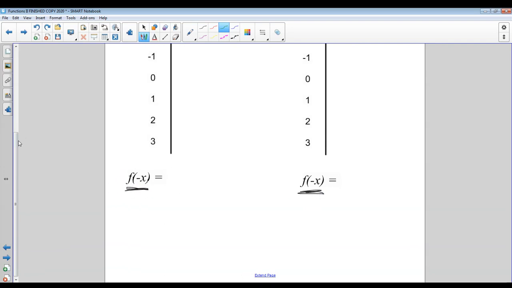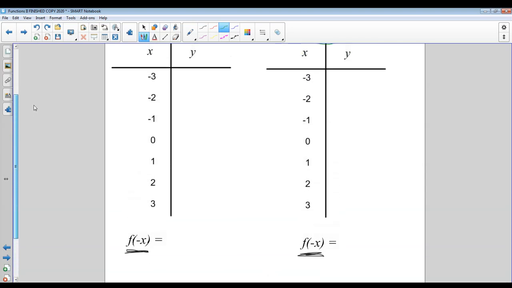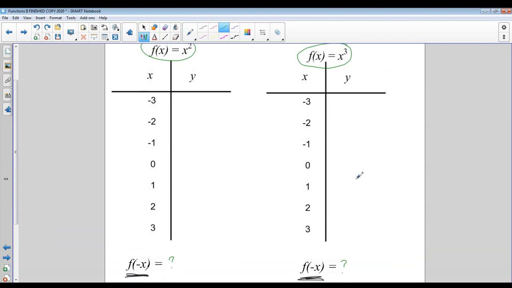What I'm going to ask you to do, in a few minutes while I pause my video, is fill in these two tables of values. And then what can you make out of this? What pattern can you find? What is f of negative x always equivalent to in this function? And then what is f of negative x always equivalent to in the f of x equals x cubed function? So I'm going to pause. I want you guys to think for a few minutes, and when we come back, we'll talk. So please pause now.